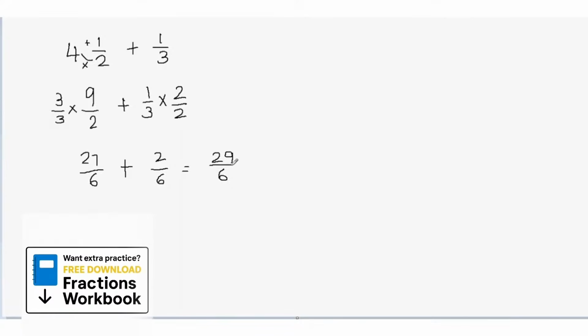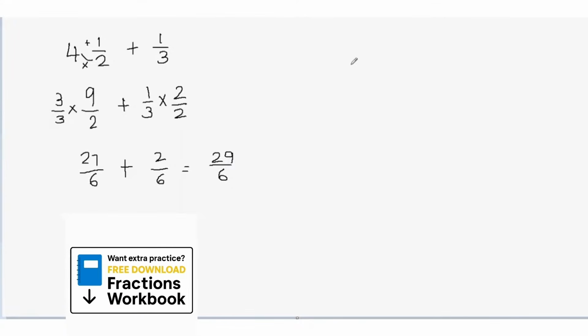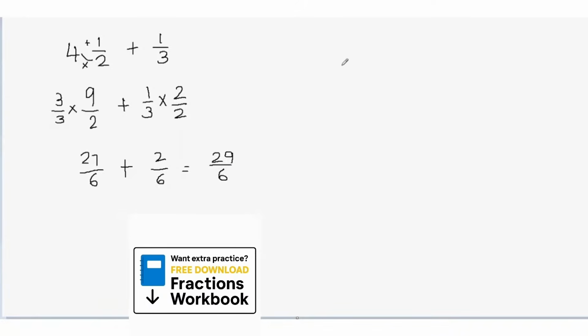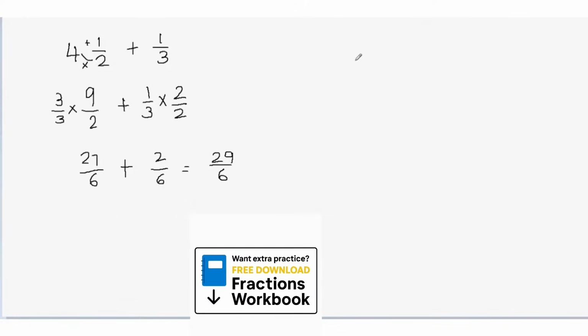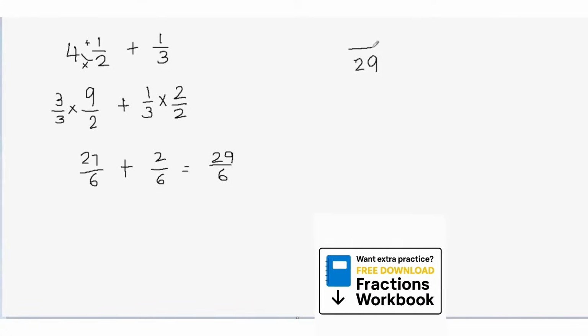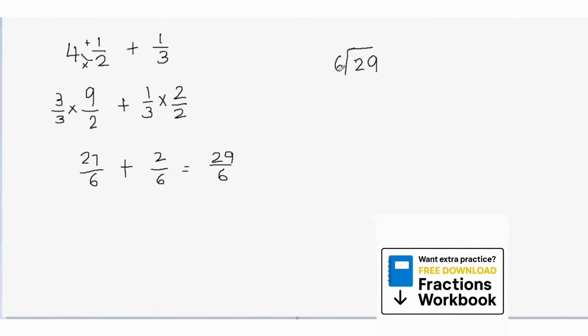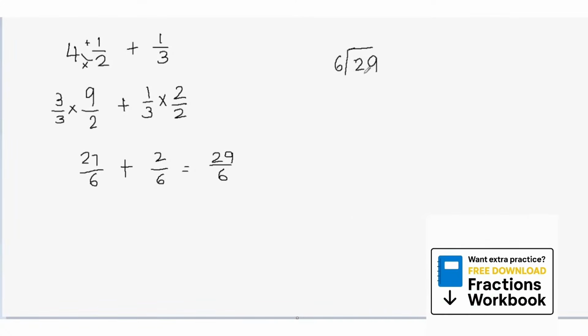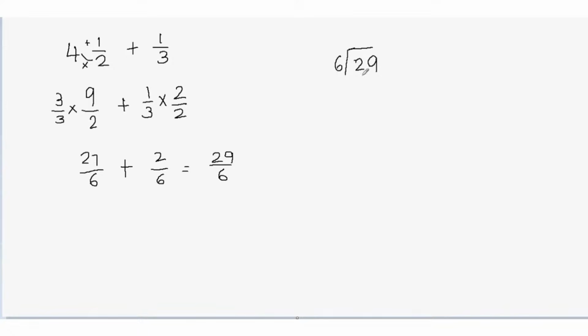So I can leave my answer like this, or I can change it into a mixed fraction. How do we convert a fraction into a mixed fraction? We can divide it. So 29 divided by 6. How many times does 6 go into 29? 6 times 4 is 24. And when you subtract it, 29 minus 24 will be equal to 5.